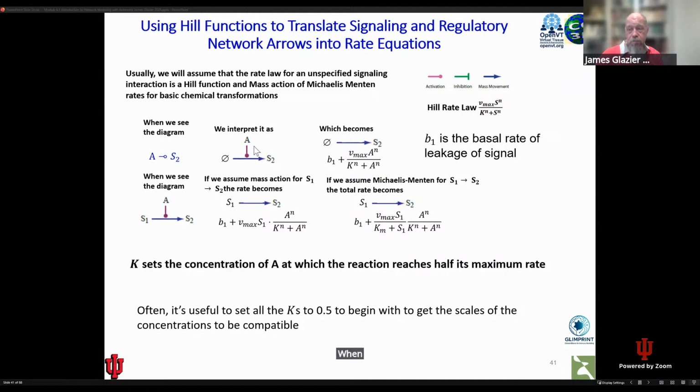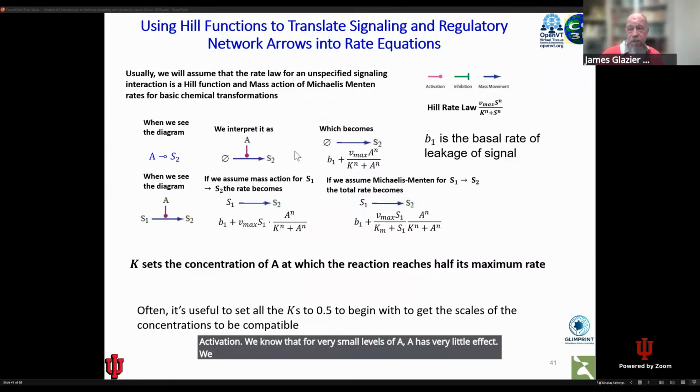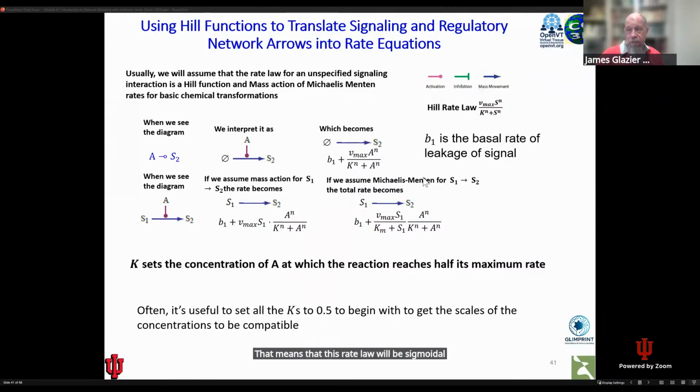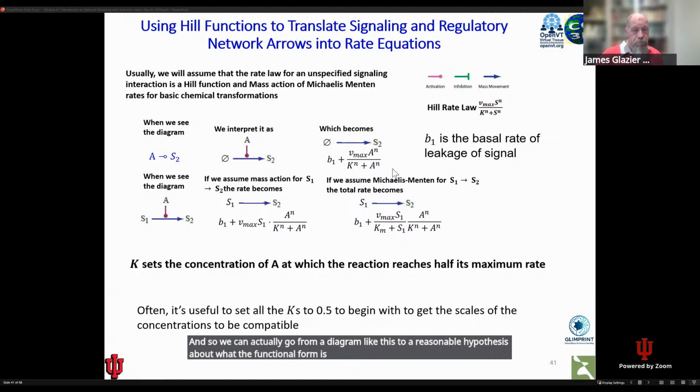When you see activation, we know that for very small levels of A has very little effect. We know that if we have a lot of A, it doesn't change the rate at all. That means that this rate law will be sigmoidal. It'll be flat for very small values of A and flat for large values of A. And the classic way to represent those sigmoids is what's called the Hill function, A to the n over k to the n plus A to the n. And so we can actually go from a diagram like this to a reasonable hypothesis about what the functional form is for the rate laws.